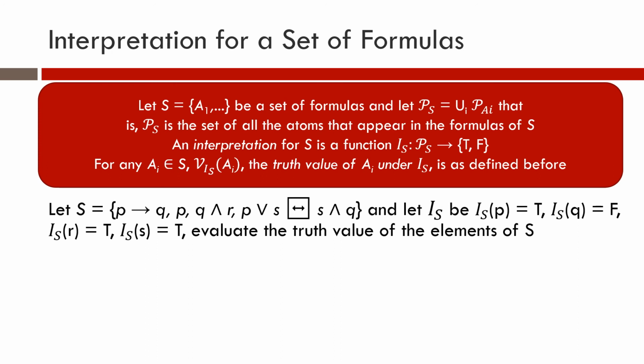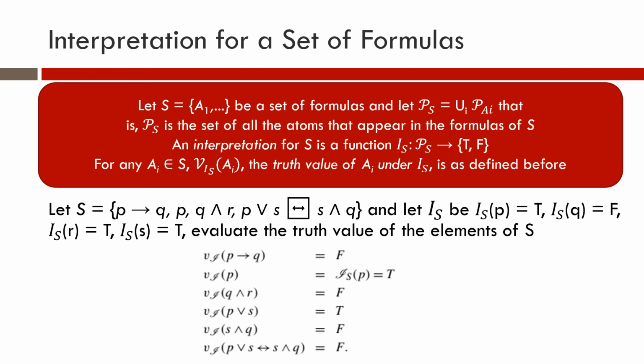The next formula is just an atom P. So the truth value will be the value that is assigned to P, that is true. The next formula is Q and R. Q is assigned the value false, so Q and R will be definitely false. And finally, the last formula is P or S equivalence S and Q. P or S has the truth value true. S and Q has the value false. So the equivalence operator will return the value false.